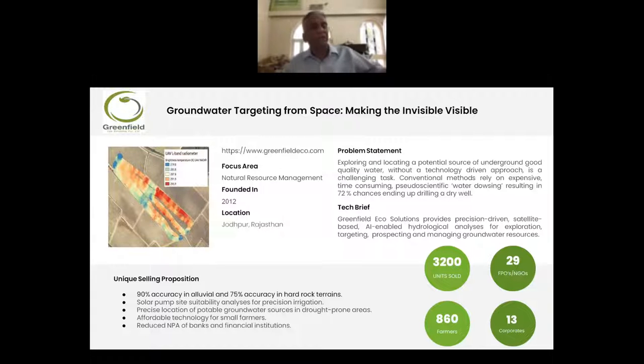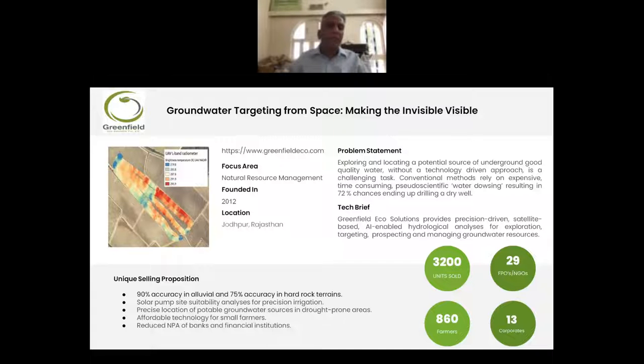We started this activity two years back, at the beginning of 2019. Specifically, as you can see, we have sold about 3,200 units. There are 29 FPOs, farmers, and 13 corporates. Our USP is that we assure 90% accuracy in the alluvial region and 75% accuracy in the hard rock region.